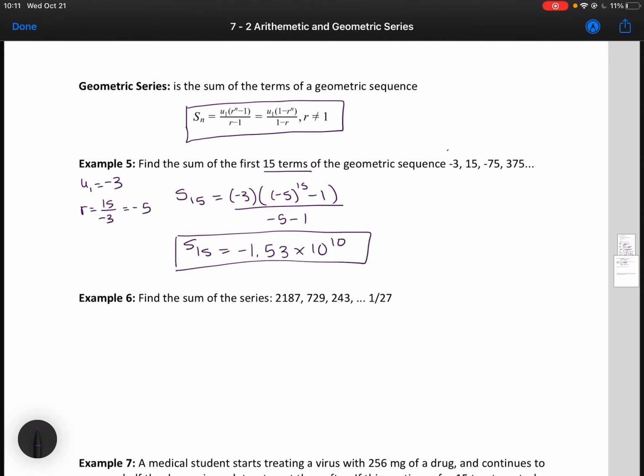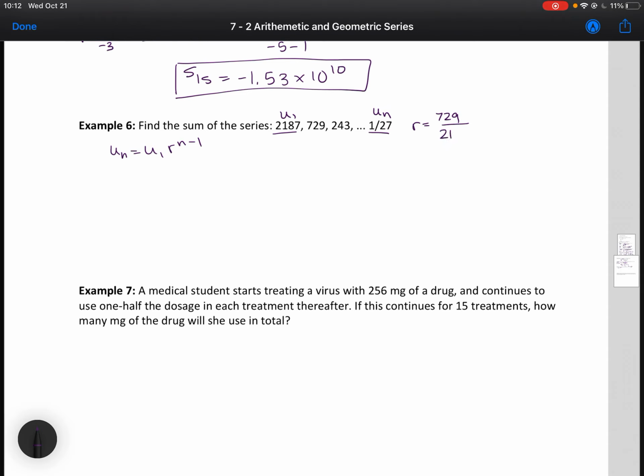Okay. Next example, just like the arithmetic series, now we're looking for the sum of this series here. And so we don't know what our nth term number is. So we can use the same approach by using our equation for the nth term of a geometric series. We can use that to find our term number for Un, and then use that to find the sum. So the one thing that we do need to find is our R value here. So we can get that by dividing two successive numbers. So 729 divided by 2187, which is going to give me an R value of 1/3.